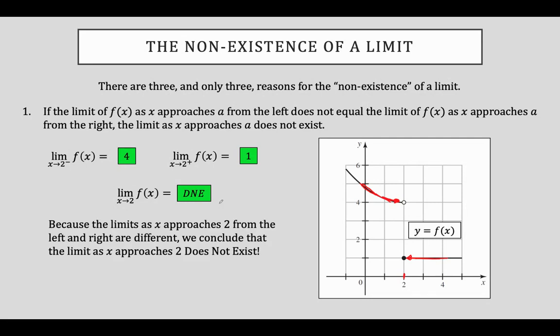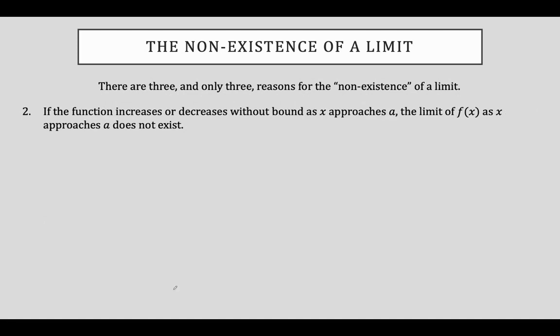Notice again, because the limits as x approaches 2 from the left and right are different, we conclude that the limit as x approaches 2 does not exist. And the abbreviation that we use when this happens is DNE, does not exist. The limit as x approaches a from the left does not equal the limit as x approaches a from the right. All right, that is case number one.